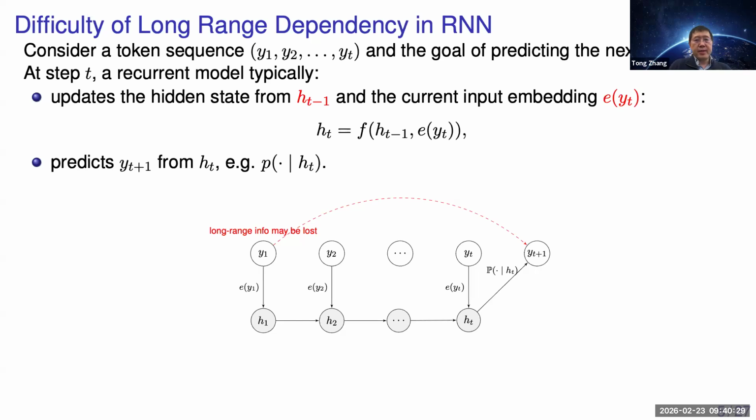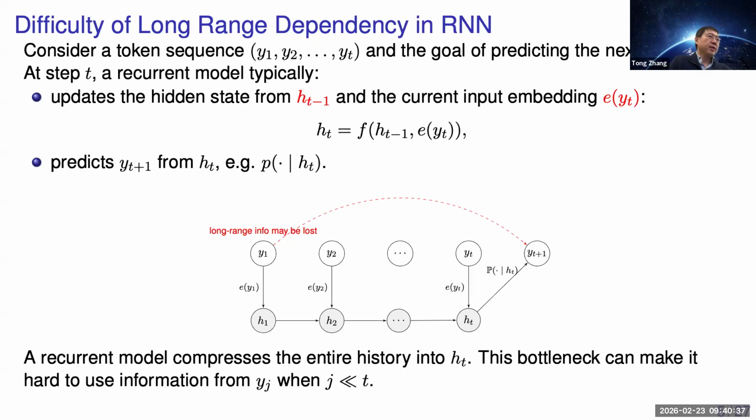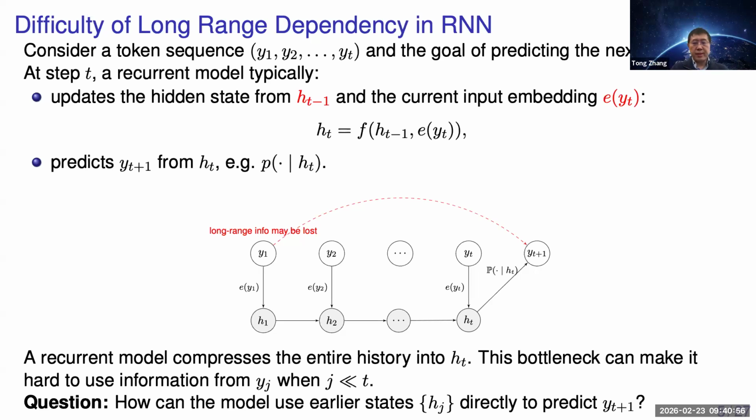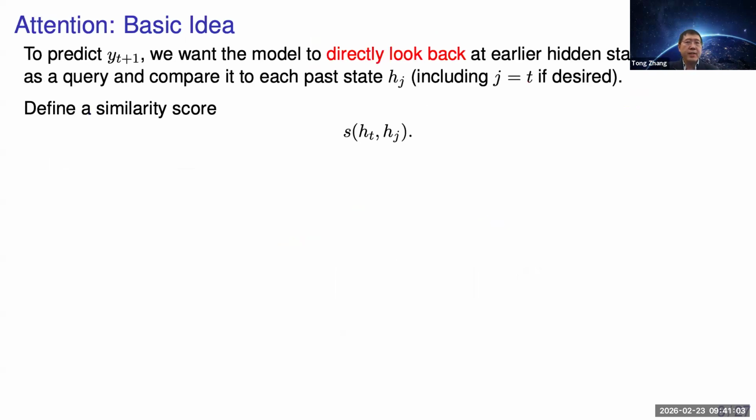And this will make a significant difference. Instead of looking at this one state as all your history, you want direct access. So in attention, there is a direct access from y_1 to this. So how do you do that? This is the topic of this lecture.